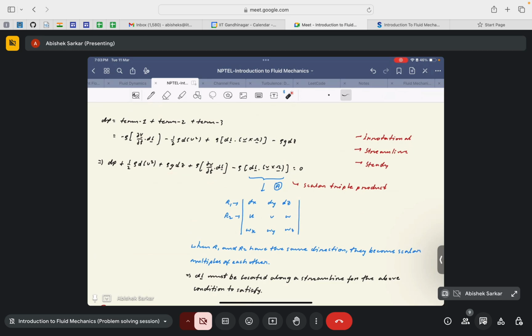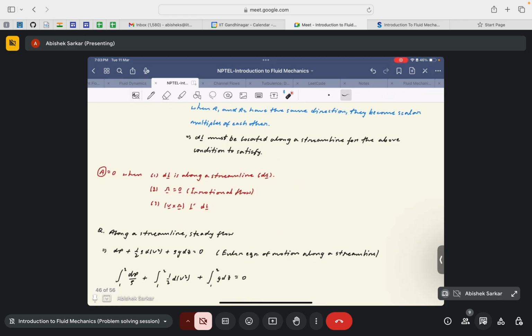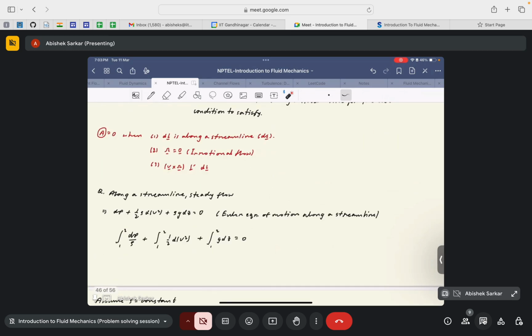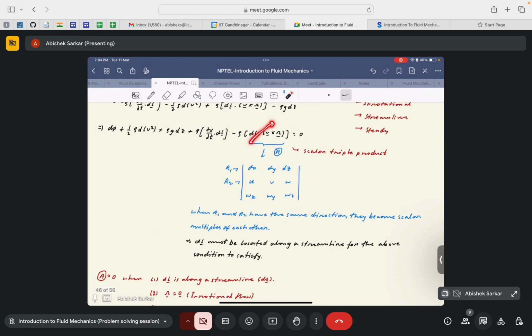So these are the assumptions that we have to take to simplify this particular expression. Let us now look back. If I take the flow to be along a streamline and a steady flow, then this term will go away, and for steady flow, this term will go away, so we are left with these 3 terms.